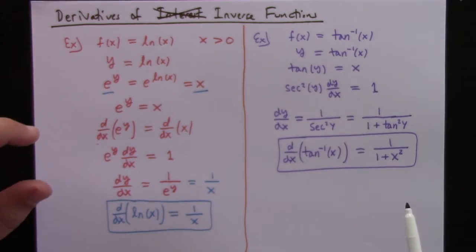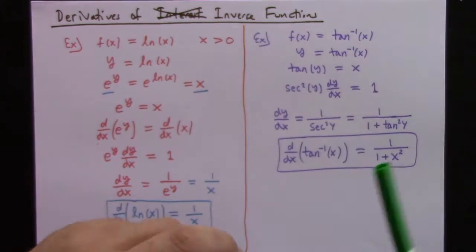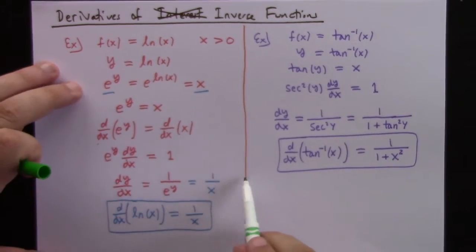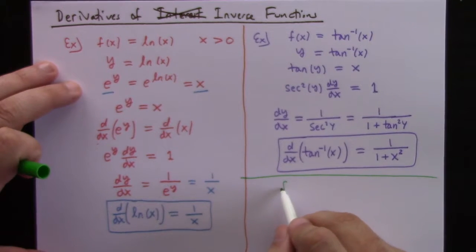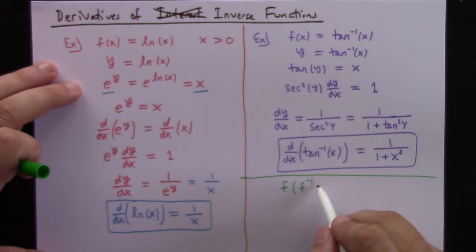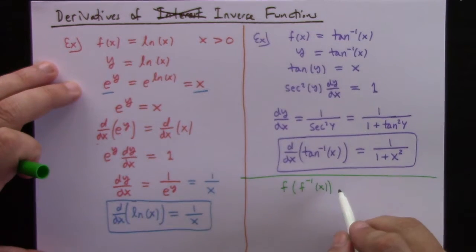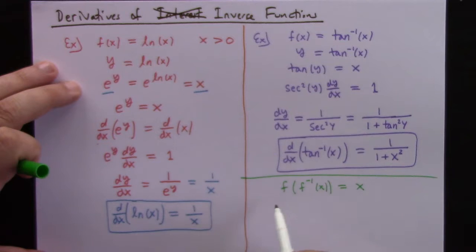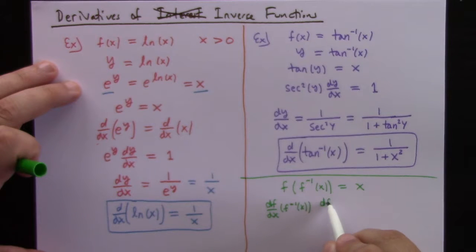It's a little bit off topic, but I feel honor bound to share this with you. Generally speaking, f of f inverse of x equals x, let's say. If I differentiate this, the chain rule says what? It says df dx at f inverse of x times d f inverse dx is equal to 1. Or you could write it this way.